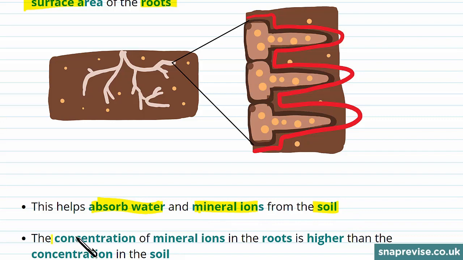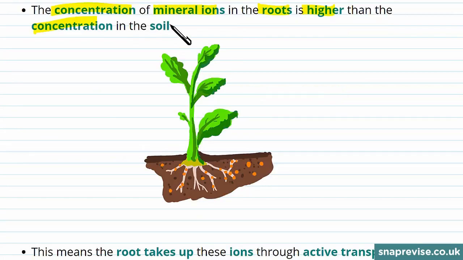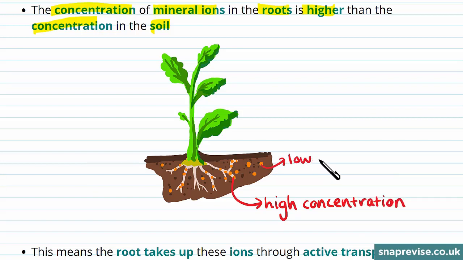In fact, the concentration of mineral ions in the roots is higher than the concentration in the soil. In this diagram, the small orange dots represent mineral ions, and as you can see, there's a much higher concentration in the roots of the plants, and there is a low concentration in the soil.